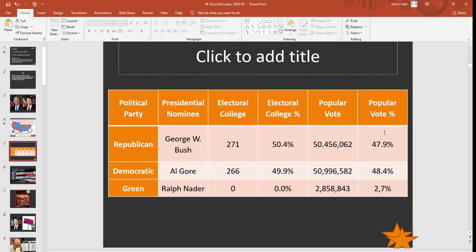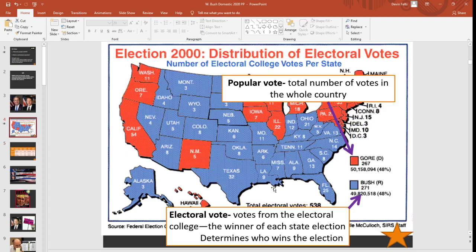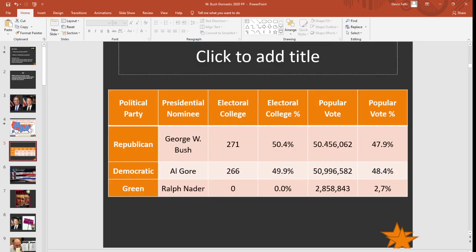So one glaring problem that a lot of people saw with this election is that George Bush actually lost the popular vote, right? He lost the total number of votes. Al Gore actually won the popular vote. However, Bush won the electoral college votes, right?